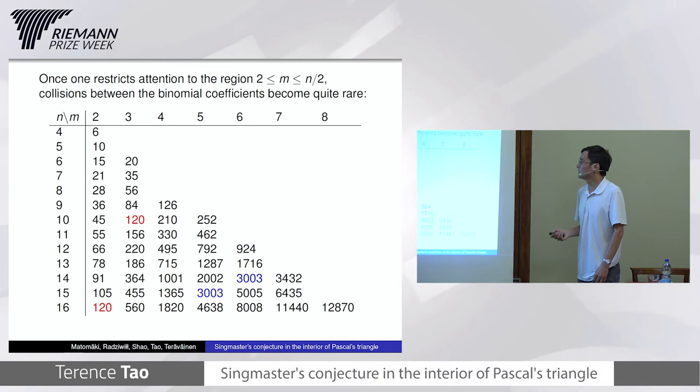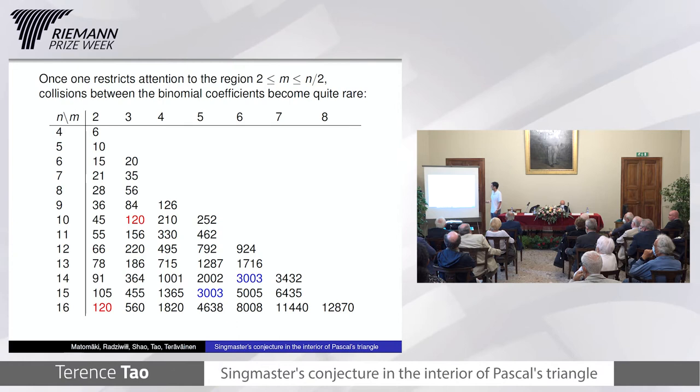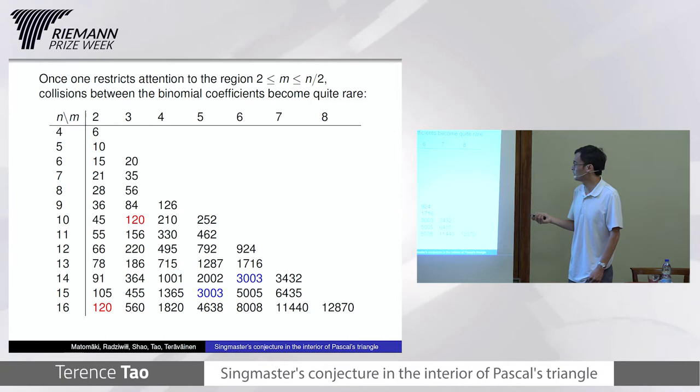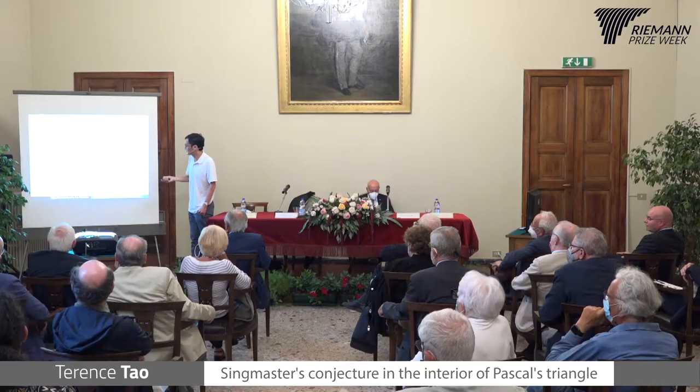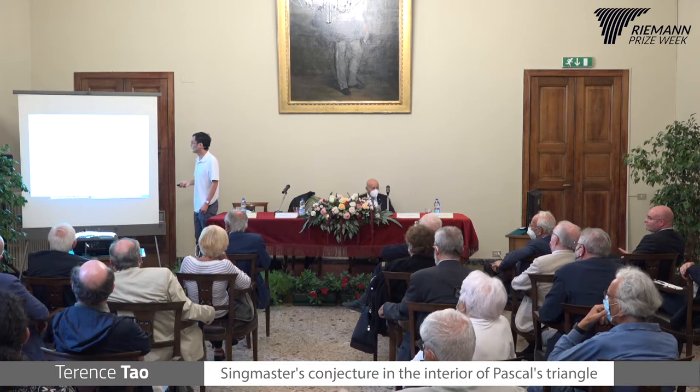If you look at the left half of the triangle and you remove the first two diagonals, you get a smaller triangle of numbers. For example, on the fourth row, now the only number left is 4 choose 2, which is 6. Now you've taken away all the easy repetitions, and there are not very many left. There are still a few collisions. For example, 10 choose 3 is 120, and 16 choose 2 is also 120. So there is a collision here. And the number 3003 also appears twice in here. But most of these numbers are now different. There are very few collisions.